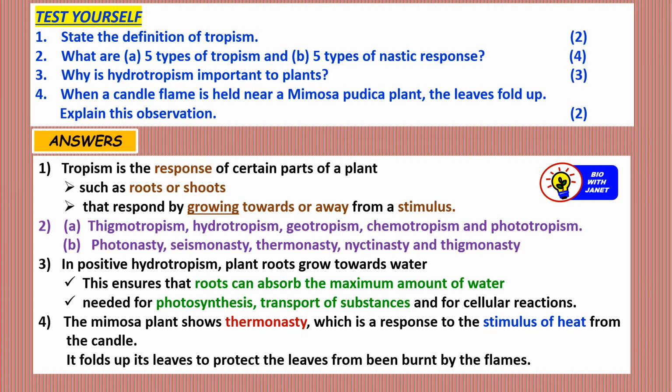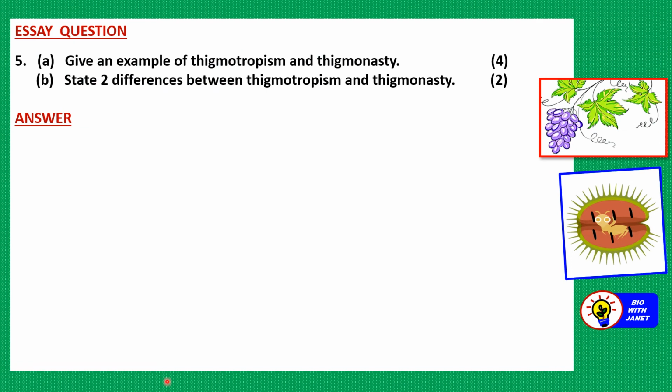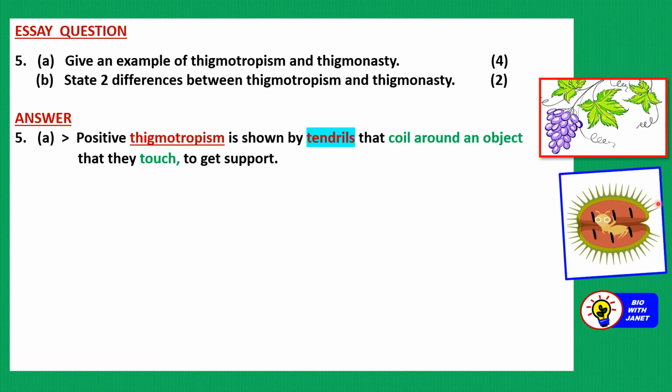Now there's one more question that I will go through with you. Next question. Finally, let's discuss a forecast essay question. 5A, give an example of thigmotropism and thigmonasty. So let's give an example of each one. Now, positive thigmotropism is shown by tendrils that coil around an object that they touch in order to get support.